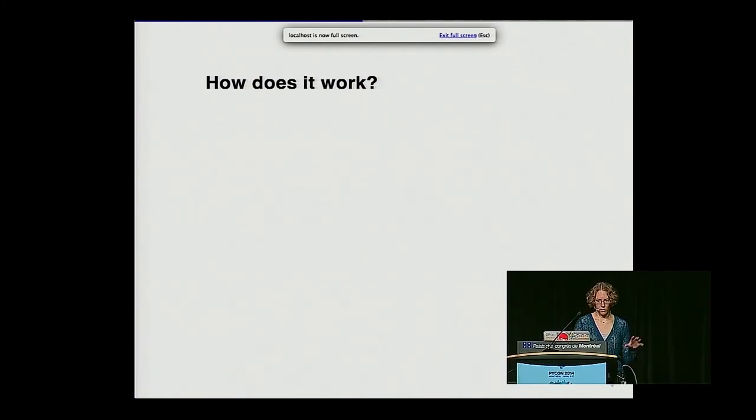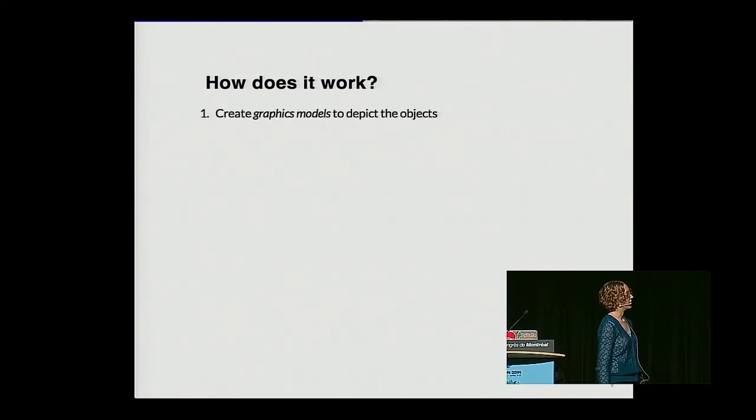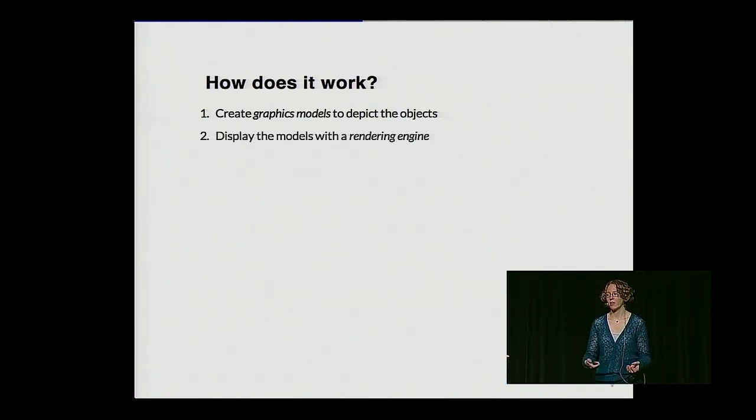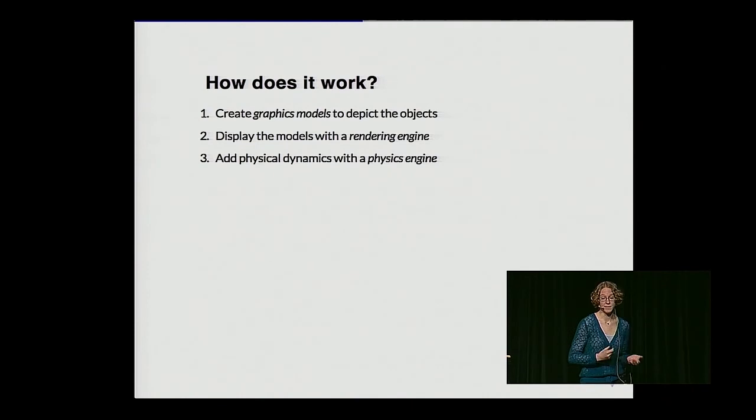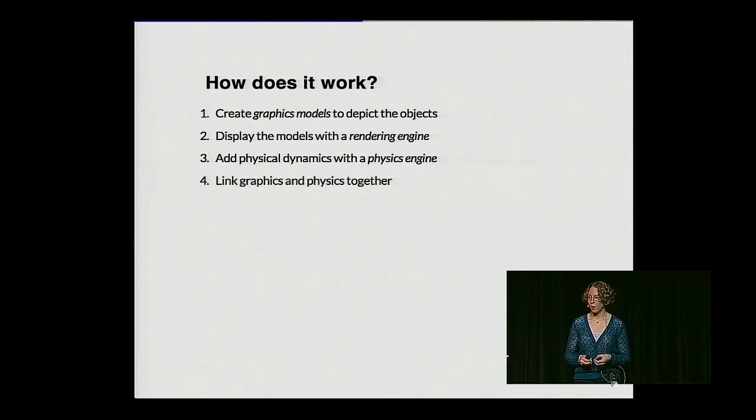So the general flow of how this works is we first create graphics models to depict the objects in our scene, so that's the blocks. And then we actually have to render those models, and we do that using a rendering engine. We then can add physical dynamics using a physics engine. And then we link the graphics and the physics together so that when physics is simulated, the graphics will move along with it, and so it looks like a realistic simulation.